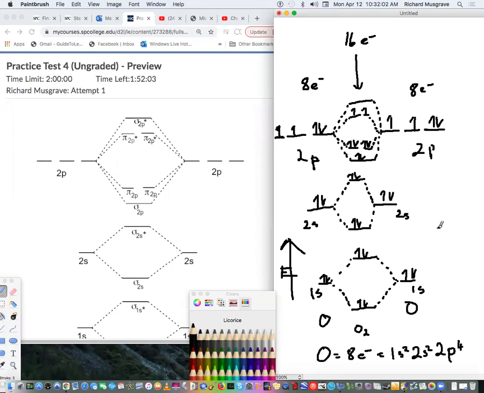I'm going to go ahead and arrow them here. That's 2, 2, 2, 2, and 2. And the total number of bonding electrons in the O2 molecule would be 10.